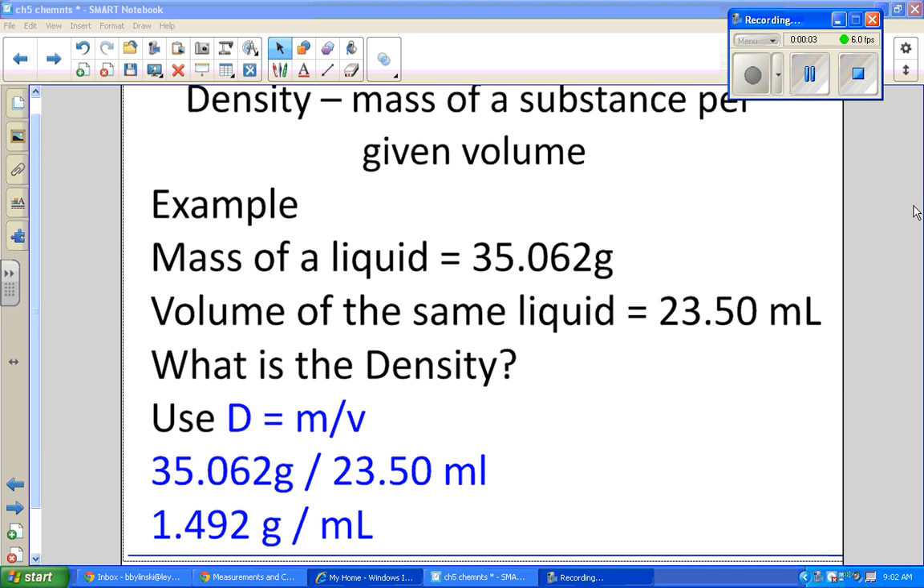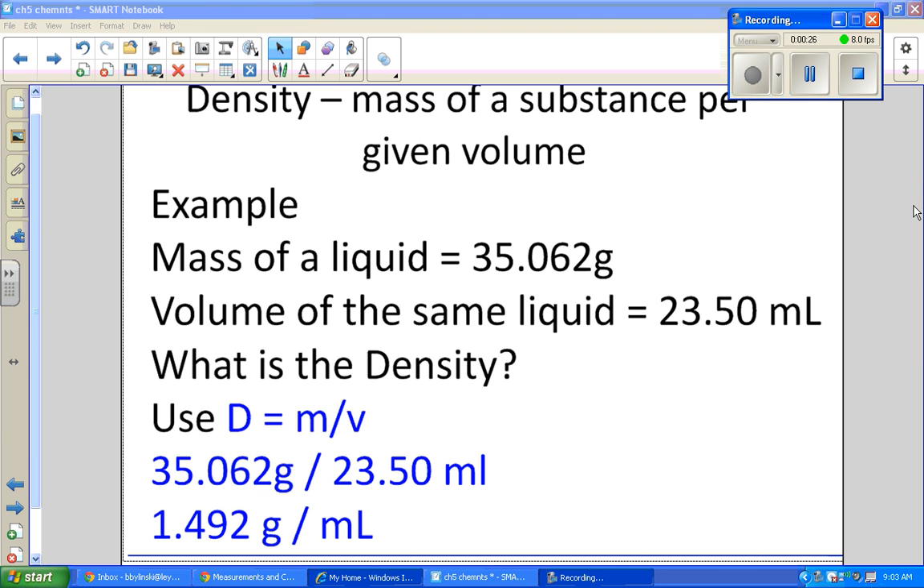Okay, the next topic that we will be studying is density, and you'll have quite a bit of lab work on this. So density involves two things: the mass of a substance per a given volume. So if you're in lab and you take the mass of a liquid to be 35.062 grams, the volume of the same liquid is 23.50 mL, how do you figure out density?